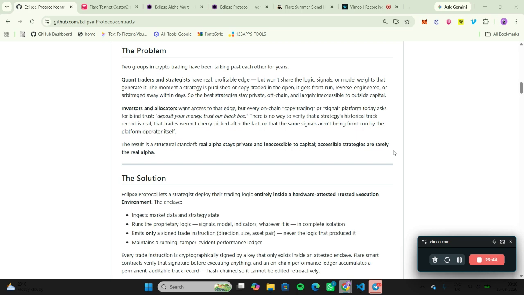The Eclipse Protocol solves a problem in crypto: the strongest trading strategies are often kept private because exposing the strategy logic makes it vulnerable to copying and front running. At the same time, investors want access to these strategies without blindly trusting a black box.